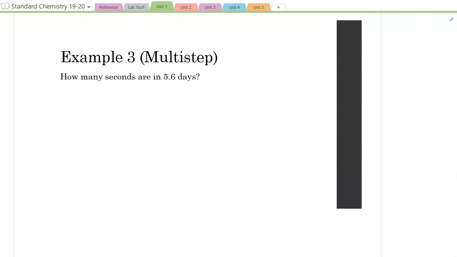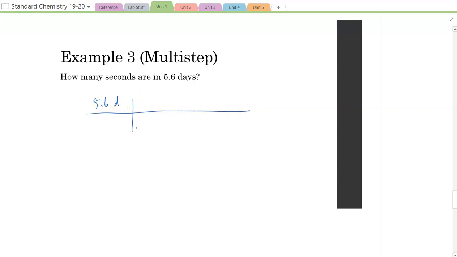Talking about multi-step work here, this one's going to be a little bit more involved, right? So how many seconds are in 5.6 days? We kind of talked through this example earlier where we had the map and everything. But I'm going to go ahead and dive right in because 5.6 days, again, is one that we can easily strategize.